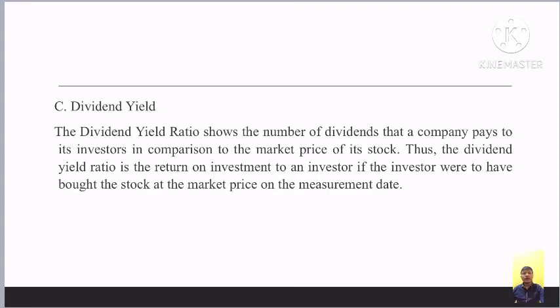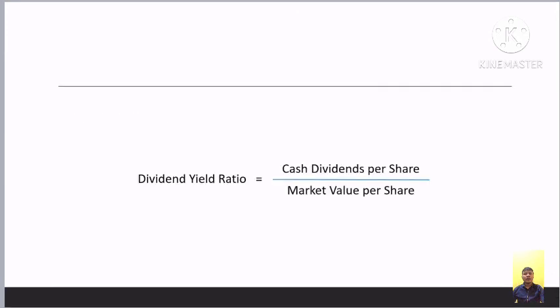The last is dividend yield. The dividend yield ratio shows the amount of dividends that a company pays to its investors in comparison to the market price of its stock. Thus, the dividend yield ratio is the return on investment of an investor if the investor were to have bought the stock at the market price on the measurement date. For the formula, dividend yield ratio equals cash dividend per share divided by market value per share.